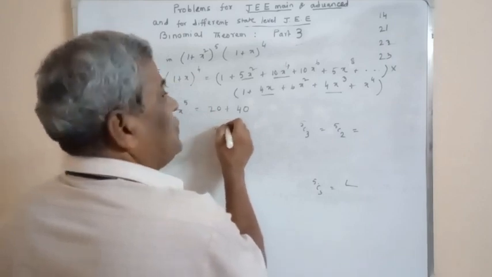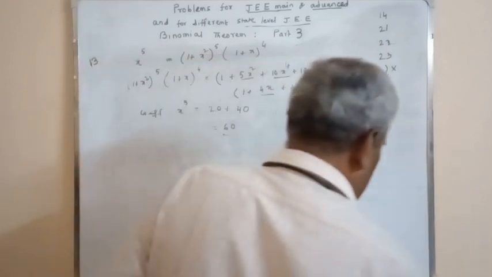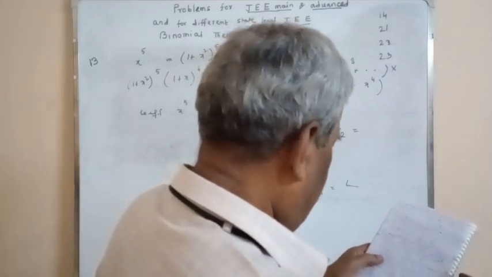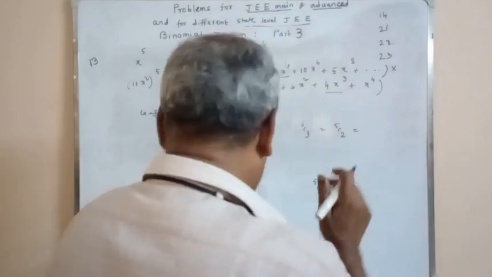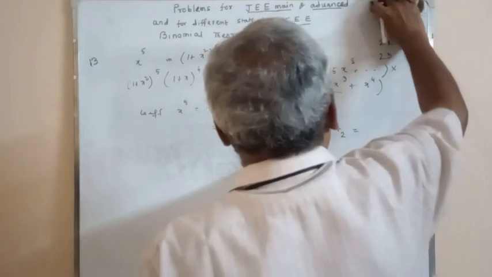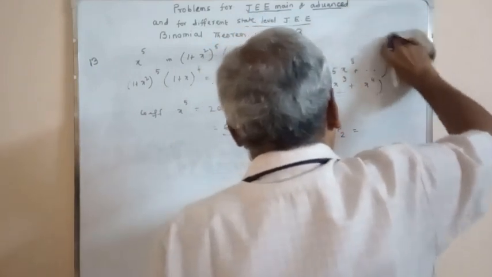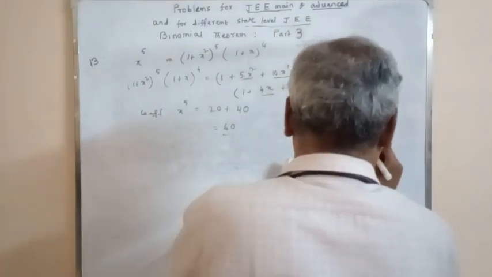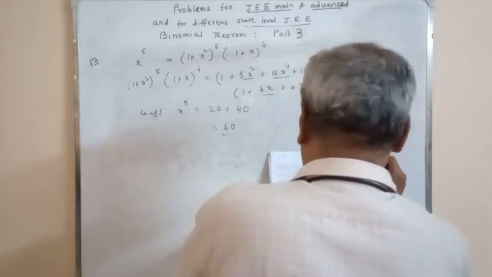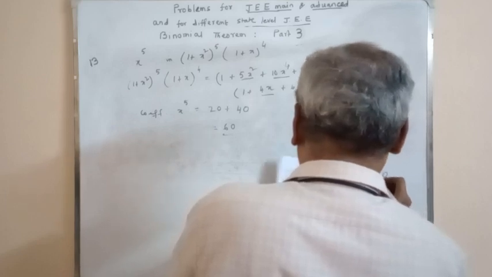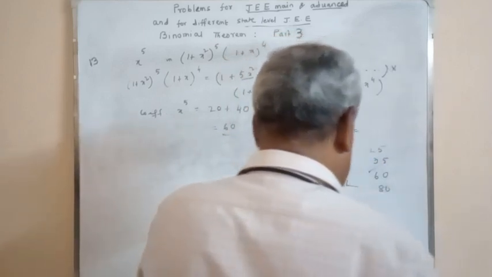The answer is 60, but no such option is there. Oh, very sorry, I have wrongly copied the options of another problem. The options are 25, 35, 60 and 80. So 60, option C is correct.